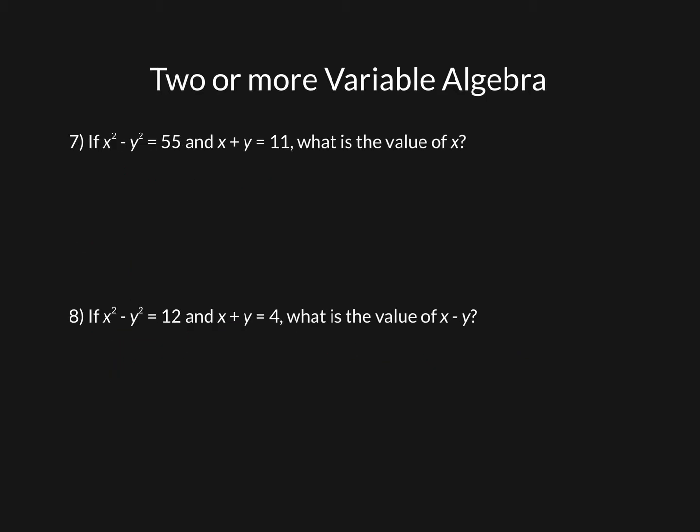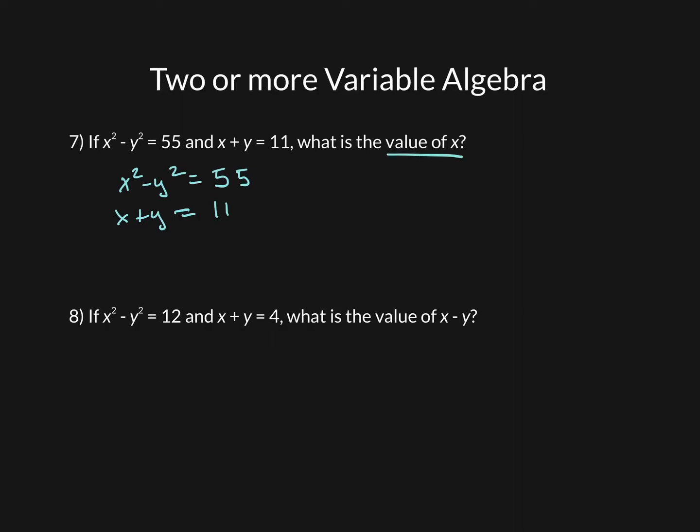Now we've got numbers 7 and 8, a little bit more challenging than the questions we did previously. So let's take a look at these two. This, once again, is the exact style of either the SAT or the ACT, where it's this creative thinking. It's thinking outside the box. And with number 7, they're telling us that x squared minus y squared equals 55. And then they're telling us that x plus y is 11. And now they want us to know, what is the value of x?